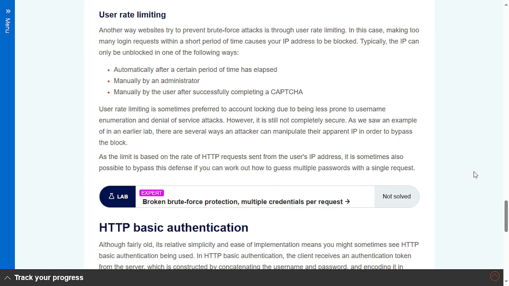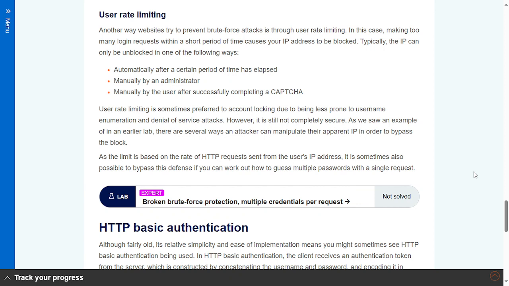User rate limiting. Another way websites try to prevent brute force attacks is through user rate limiting. In this case, making too many login requests within a short period of time causes your IP address to be blocked. Typically, the IP can only be unblocked in one of the following ways: automatically, after a certain period of time has elapsed; manually by an administrator; or manually by the user after successfully completing a CAPTCHA.